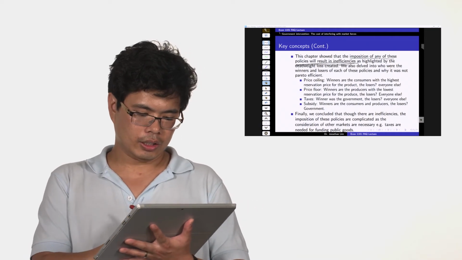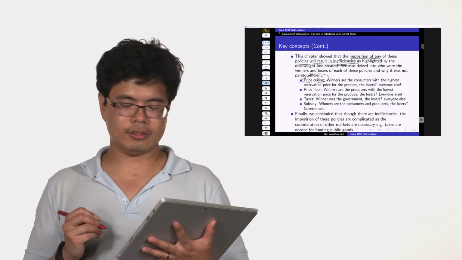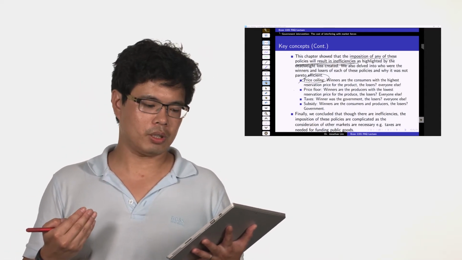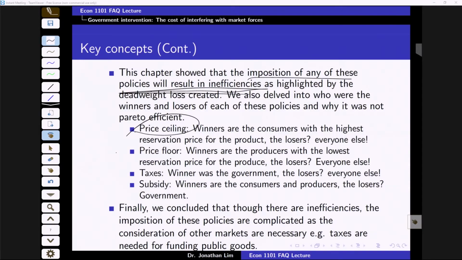Okay, so in the case of the price ceiling, we know that the winners were those with the highest reservation price. But who were the losers? Well, those with the lower reservation prices and everyone else, in short. For the price floors, the winners are the producers with the lowest reservation prices. But who are the losers? Well, again, it's virtually everyone else.